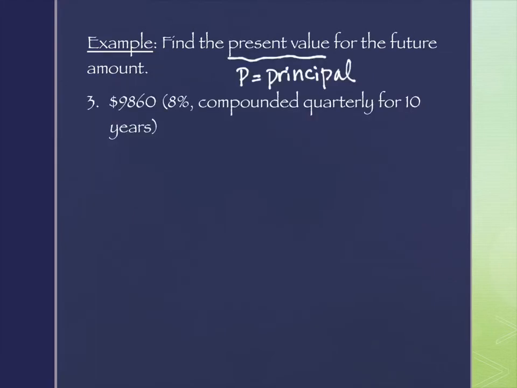We have $9,860 that we want to have later. Okay, that's our goal later on. And our values are 8%, and it's compounded quarterly, and it's for 10 years. So it's the same formula that we did before. It's simply that I don't know P this time, and I do know A. So we're going to identify and fill these pieces in. Same as we did before, it's just we don't know P and we do know A.